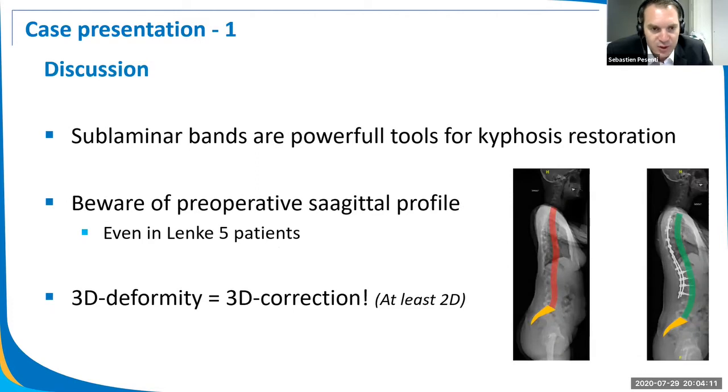So just a little bit of discussion. The sublaminar bends are very powerful tools for kyphosis restoration, and they should be used for that. You should be aware of the preoperative sagittal profile, even in Lanky 5 patients, because as you said, you can have a pathological thoracic spine over lumbar curvatures. And the 3D deformity implies a 3D correction, but as we discussed before, at least a 2D correction.